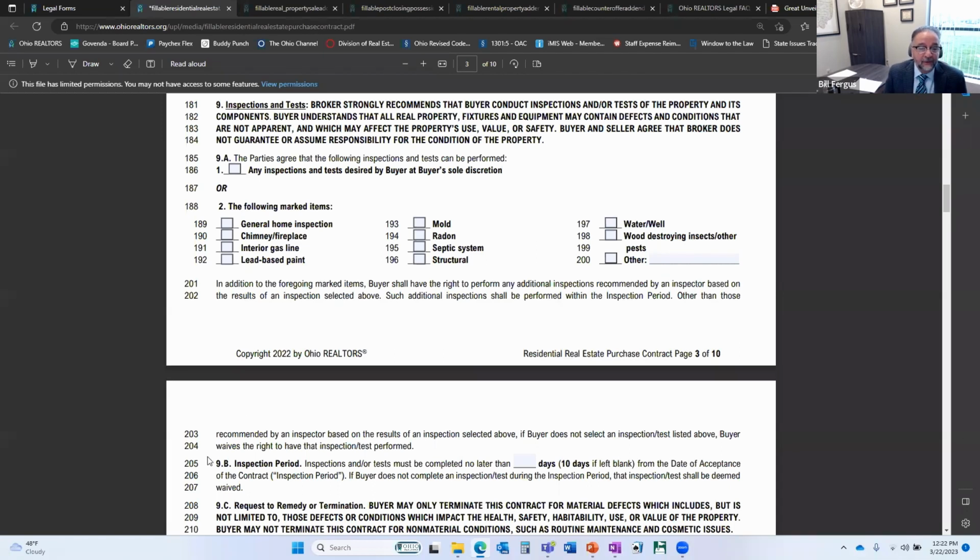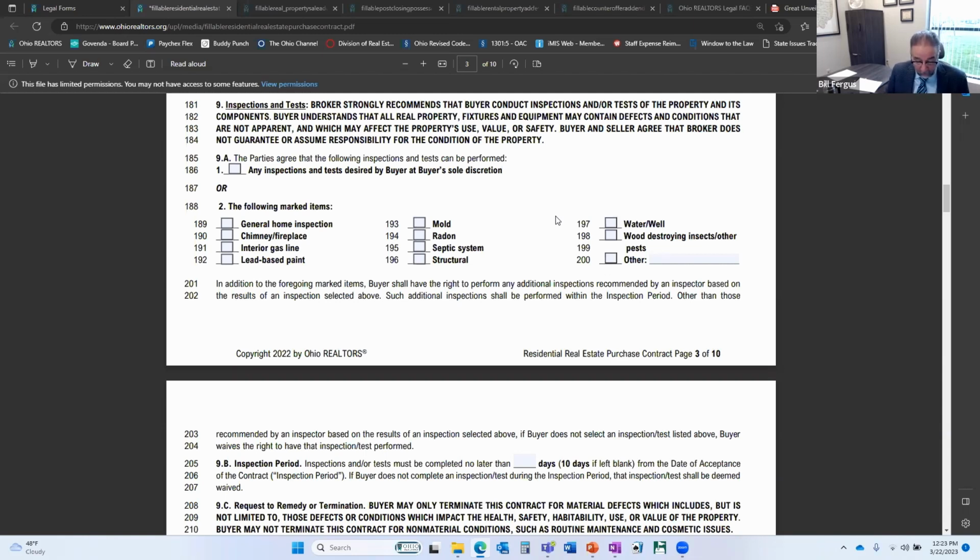So when you look at this, just going down through it in paragraph 9, we have lots of bold caps. CYA for brokers. So you are strongly recommending that they conduct inspections, and at the same time it talks about the fact that the broker doesn't guarantee or assume responsibility for condition. It's all broker CYA, which is all well and fine. So we should be doing it, certainly protecting you.